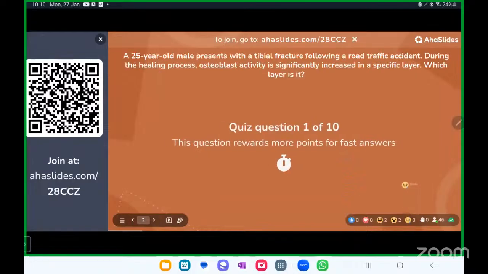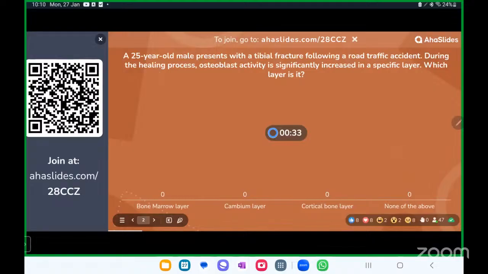So here's your first question, guys. A 25-year-old male presents with tibial fracture following a road traffic accident. During the healing process, osteoblast activity significantly increased in a specific layer. Which is this? What is the name of the layer called?